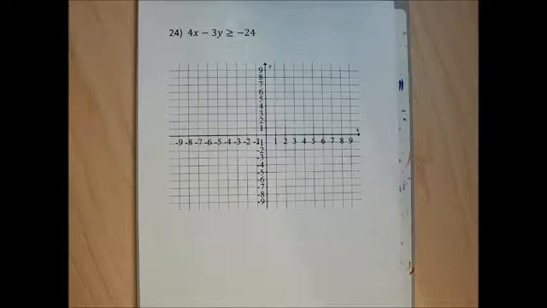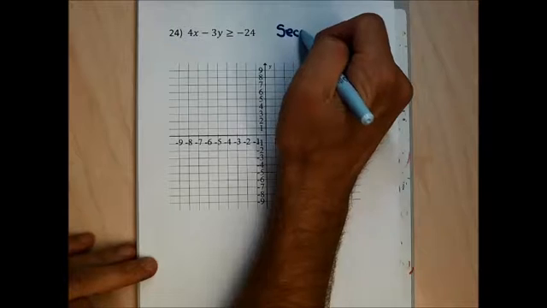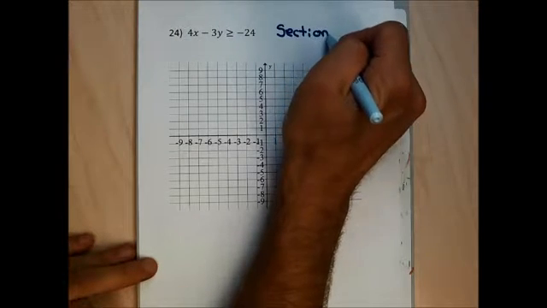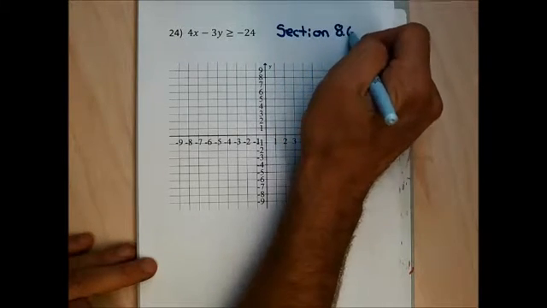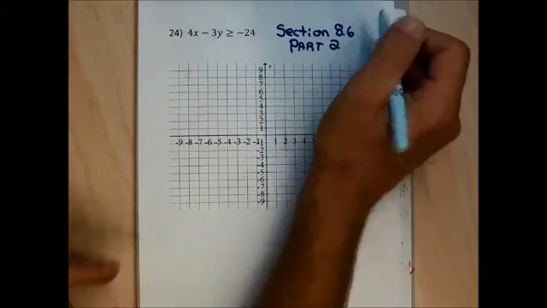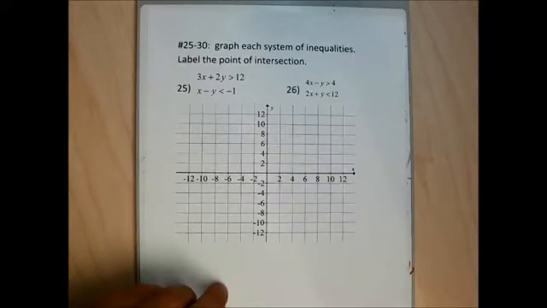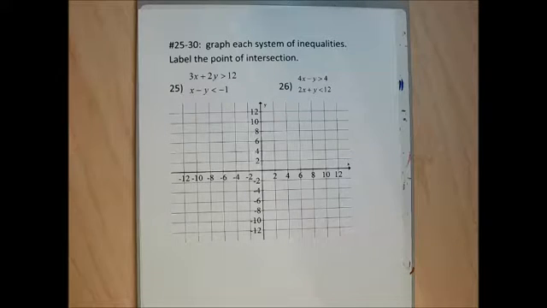So this will be part 2 of section 8.6, and I'm not going to do problem 24. I just did problem 23, and they're basically the same problem. So I wanted to get into the new stuff, and the newness is we're going to start graphing more than one inequality on the same graph, and we're going to find out where their shadings overlap.